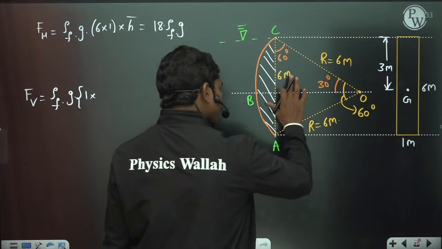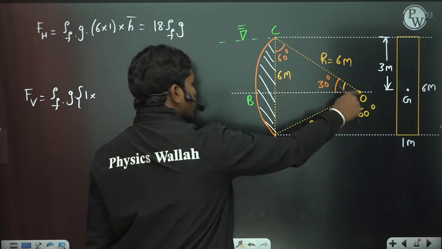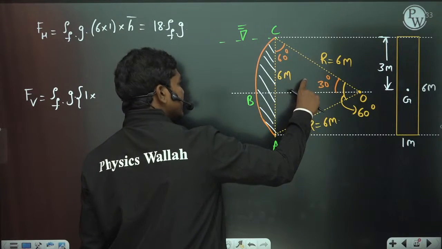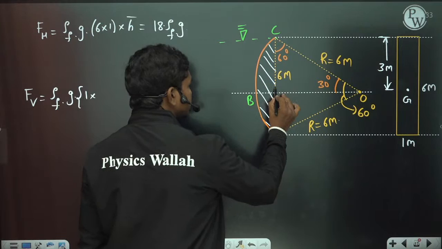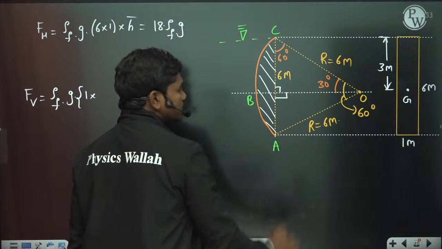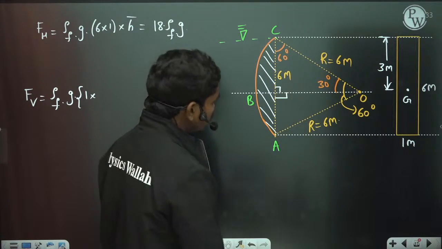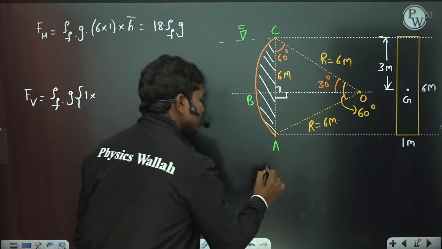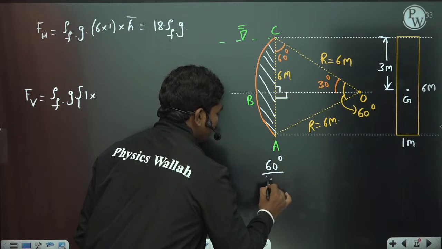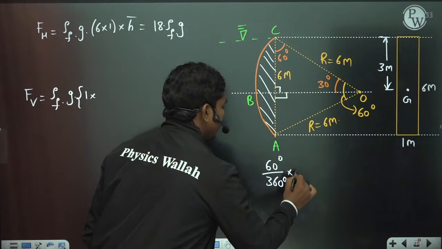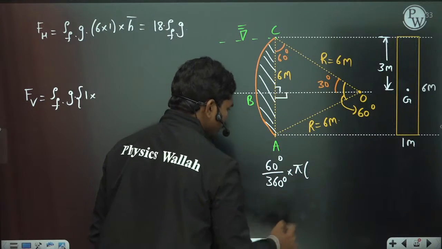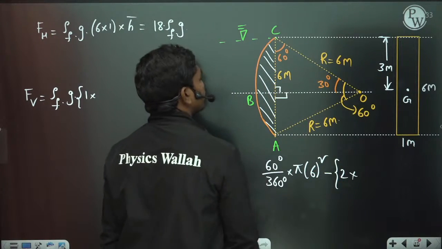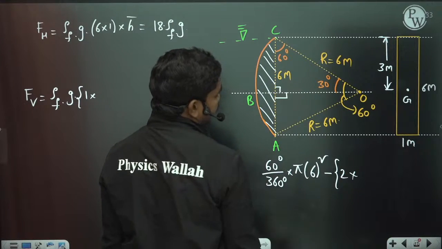You can calculate the shaded part area in this way. Calculate the area of the total sector COA. From that, delete the area of these two triangles. These are right angle triangles, so delete this area, and then you can get the answer. If you simplify, this total angle is 60 degrees. So 60 divided by 360 into pi r square, which is pi times 6 square, minus 2 times the area of this triangle. So what is the area of this triangle?